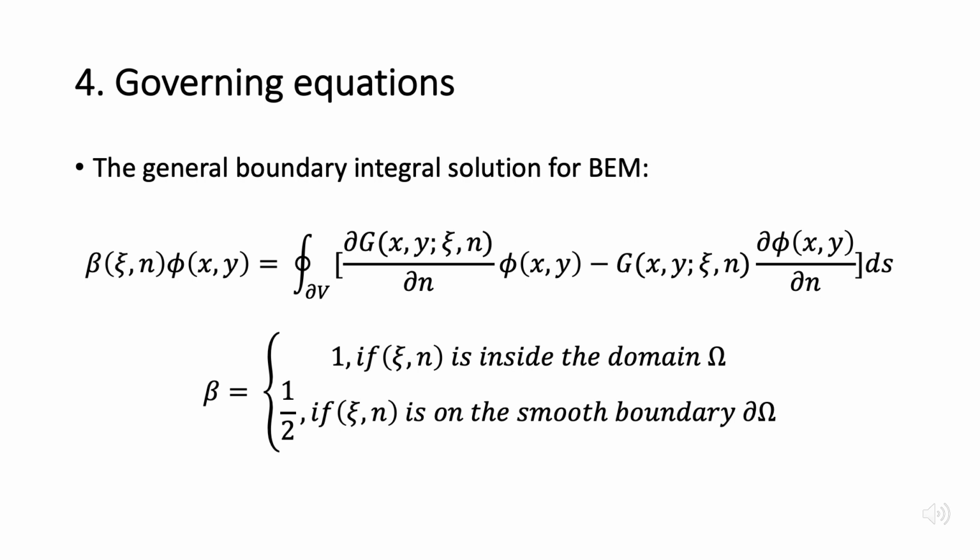And then we get the general boundary integral solution for the boundary element method, where beta equals 1 if the point is inside the domain, and beta equals 0.5 if the point is on the smooth boundary.